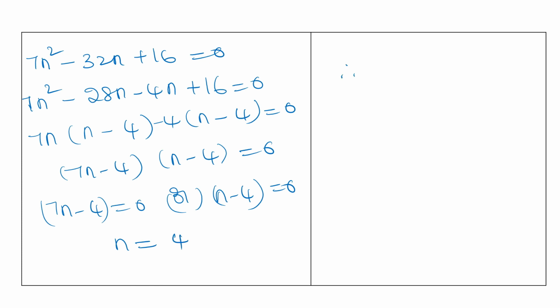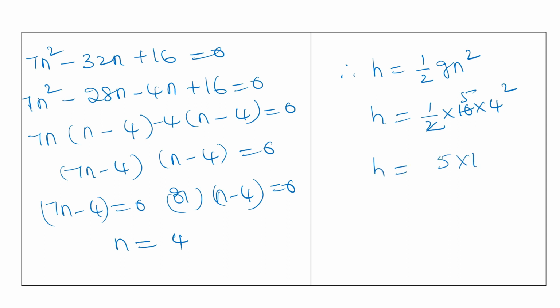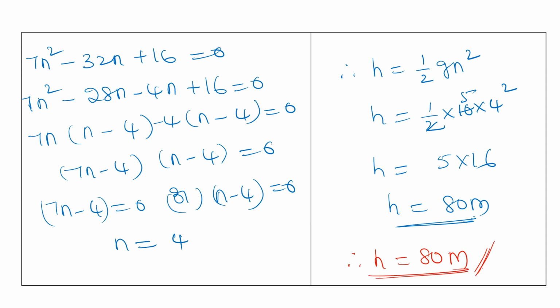So therefore h, the height travelled in n seconds, h is equal to half g n square. Now substituting n value in this, half g nothing but 5, and n square, n value we are getting 4 square, 16. So 5 into 16, 16 5s are 80 meters. So this is the height travelled in n seconds. So therefore h is equal to, at last we are getting 80 meters. Okay, this is the final answer. Okay, next we will go to the next question.